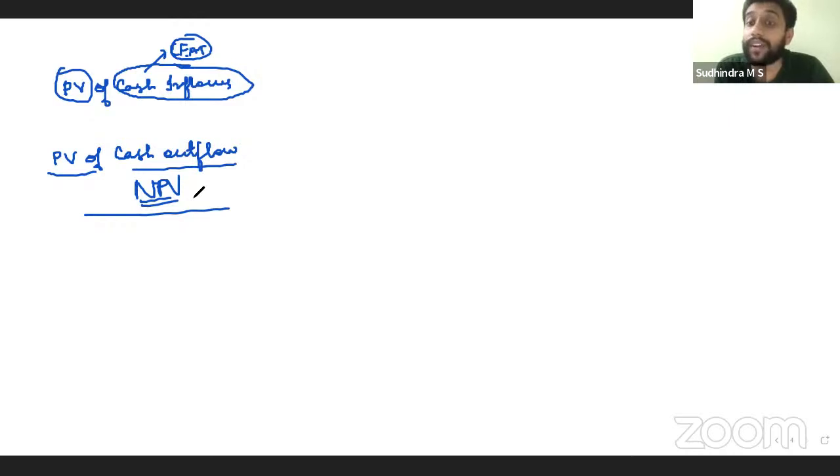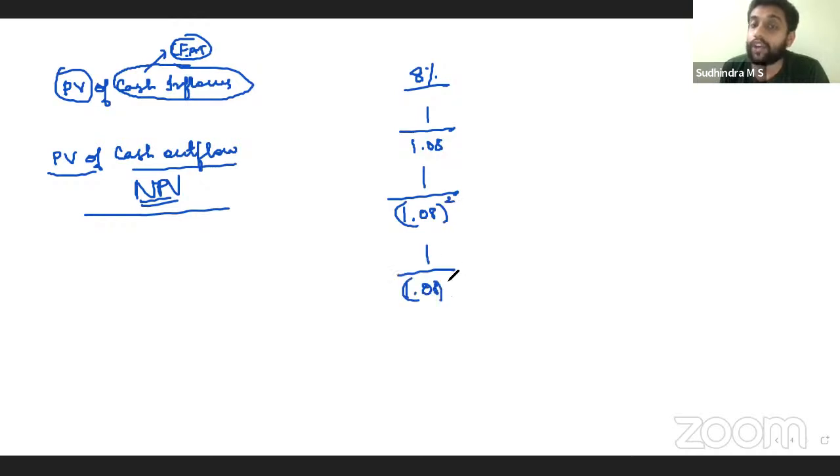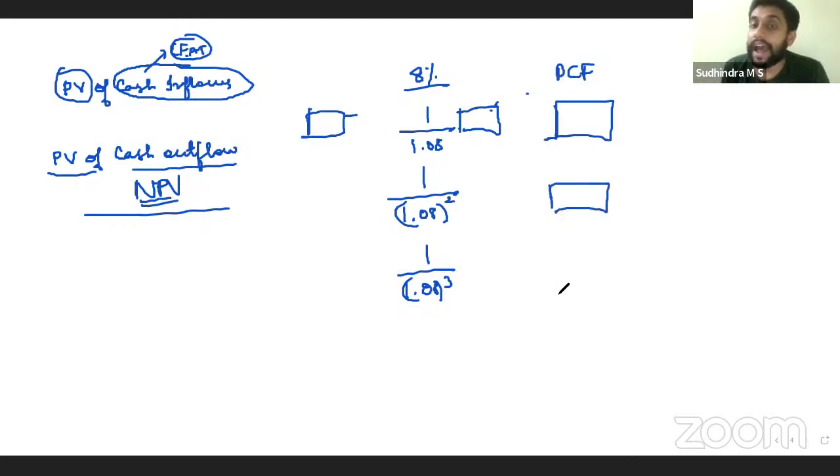Then using the discount rate, we have to calculate the present value factor. How do you calculate the present value factor? If the discount rate is 8%, for the first year, it will be 1 divided by 1.08. For the second year, 1 divided by 1.08 square. For the third year, 1 divided by 1.08 cube, correct? That's how we get the discount factors. Then multiply the discount factor with the cash flow to get that year's discounted cash flow. Then add up everything.